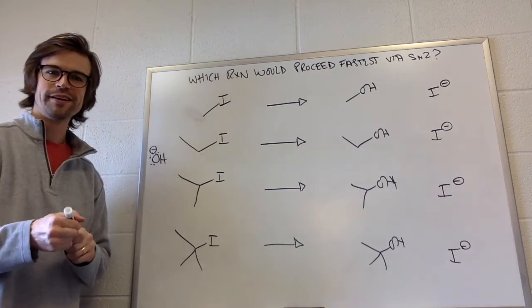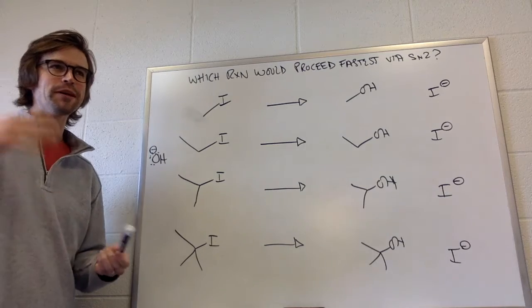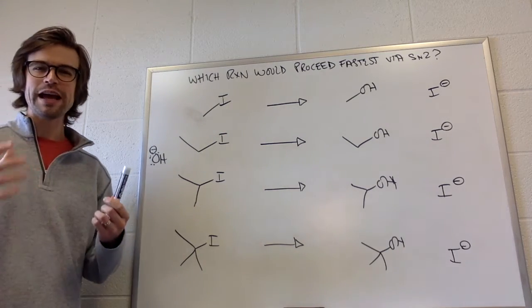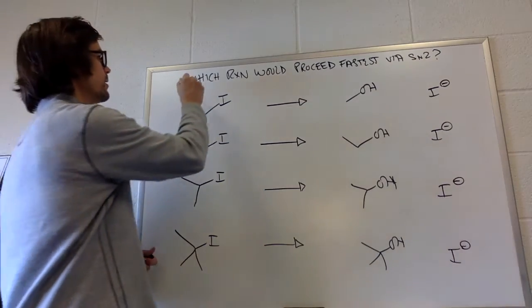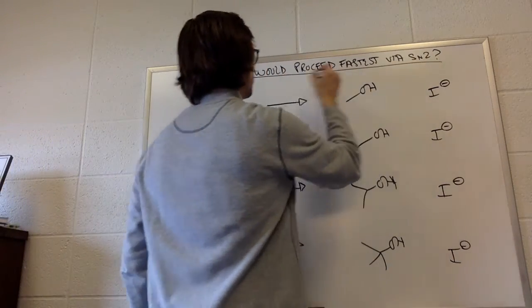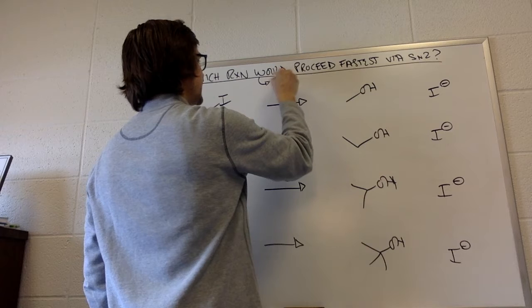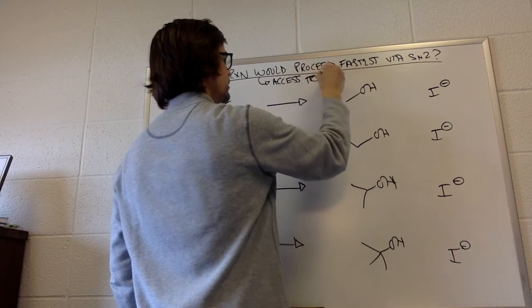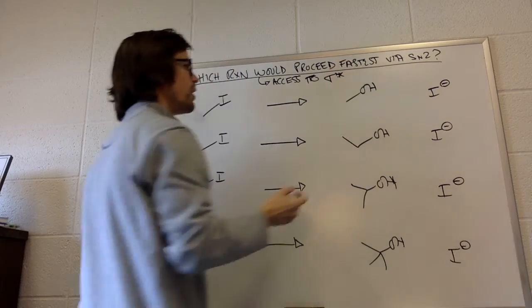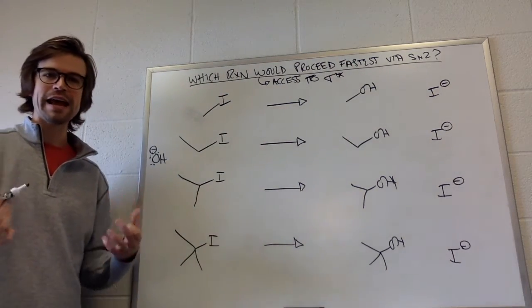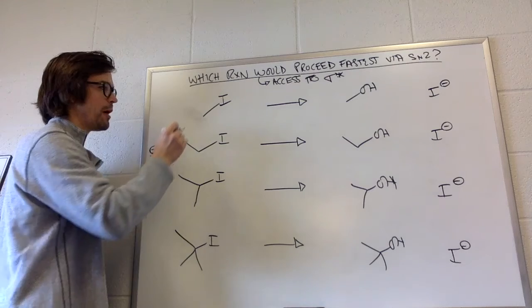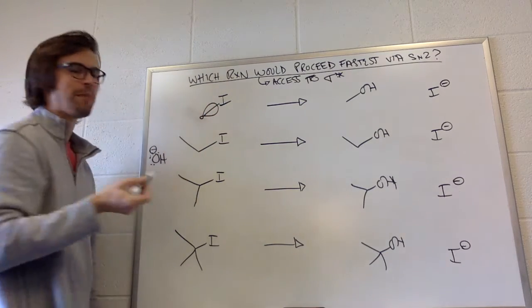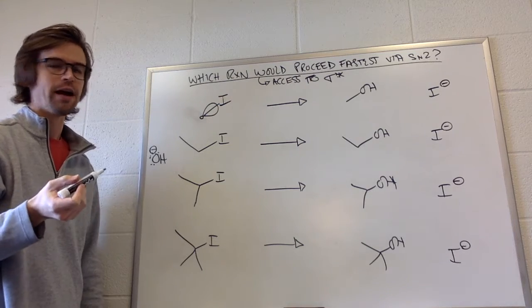Okay, you're back. Whatever you said is probably a valid idea, but what it really has to do with is access to sigma star. So can the nucleophile gain access to that antibonding orbital? And remember, that orbital is a small orbital on the back side of the carbon-halogen bond.